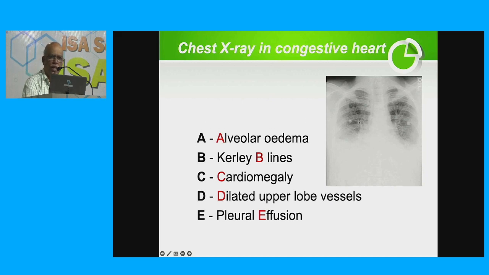They may have alveolar edema, curly B lines, cardiomegaly if there are associated cardiac lesions, dilated upper lobe vessels, and pleural effusions. So these are all features of congestive failure, and when a patient is ventilated or given diuretics, these pictures can revert within hours. So you should have serial pictures to know the prognosis also.